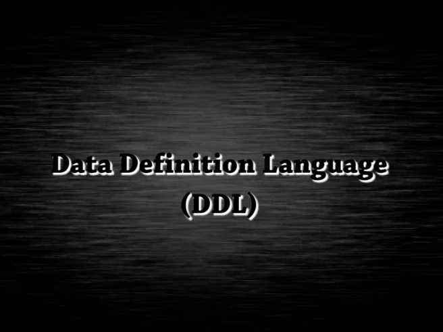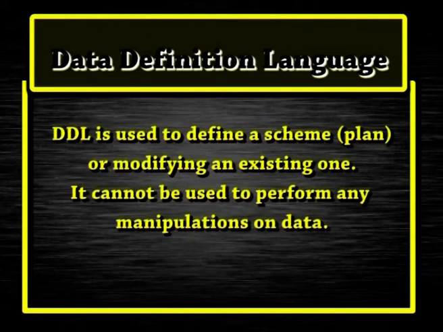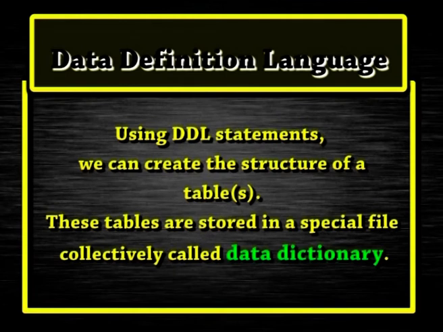Let us start with data definition language. As the name suggests, this language is used to define various types of data in the database, their relationships with each other, along with associated security and integrity constraints. DDL is used to define a schema or plan or modify an existing one. It cannot be used to perform any manipulations on data. Using DDL statements, we can create the structure of the table or tables. These tables are stored in a special file collectively called the data dictionary.